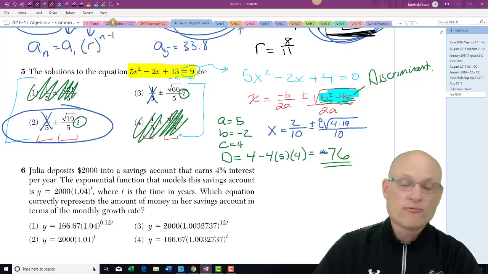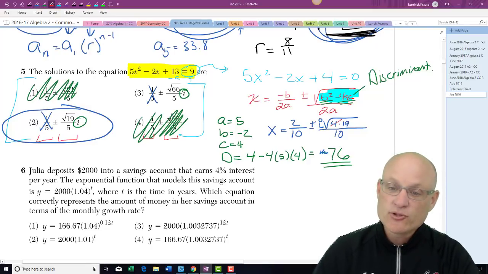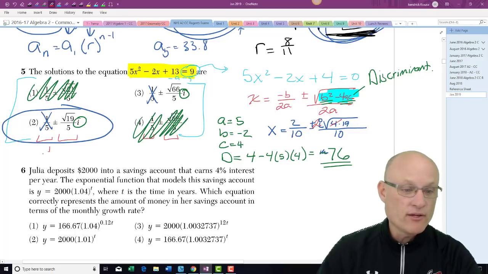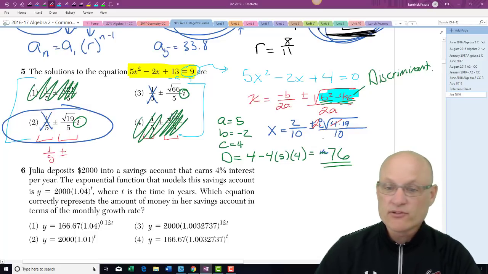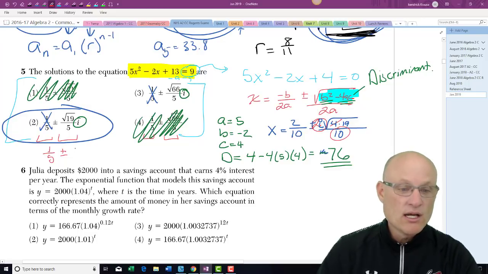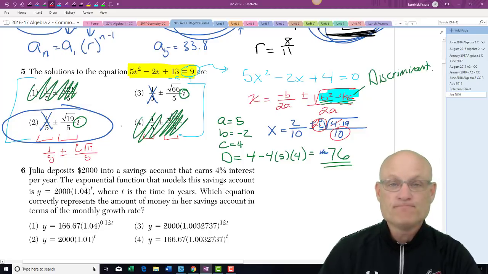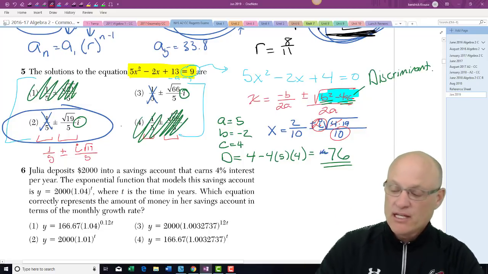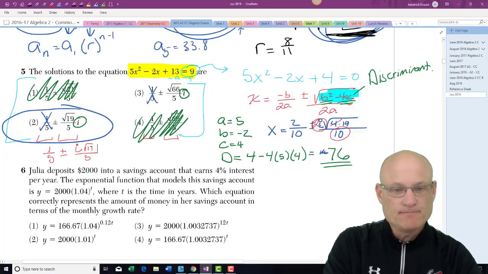Now, what is the square root of 4? It's 2. So now I have 2 over 10, which is 1/5, plus or minus, and again, 2 over 10, which is 1/5, or i square root of 19 over 5. Now, that's one way to do the problem. Let me show you another way to do the problem.